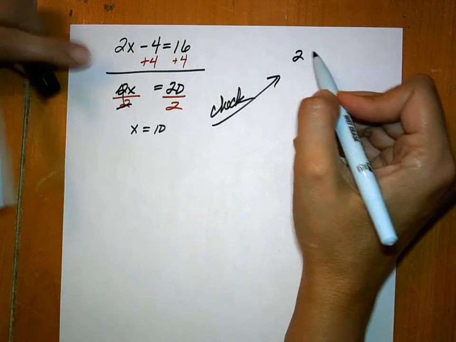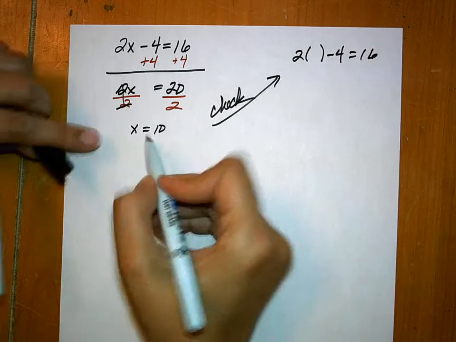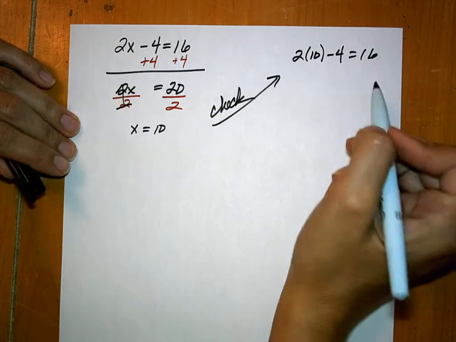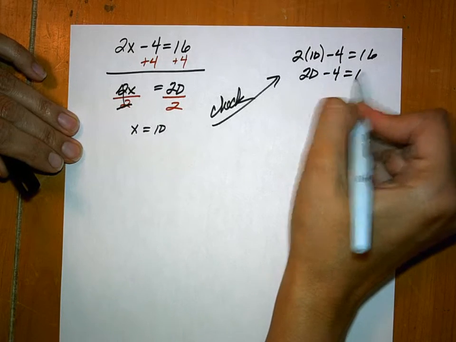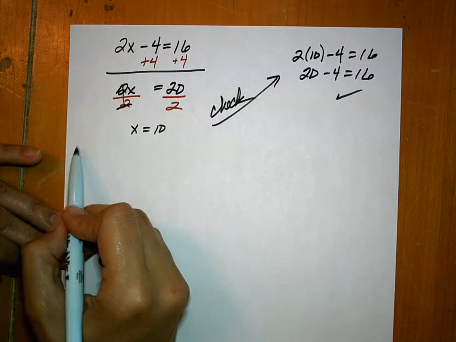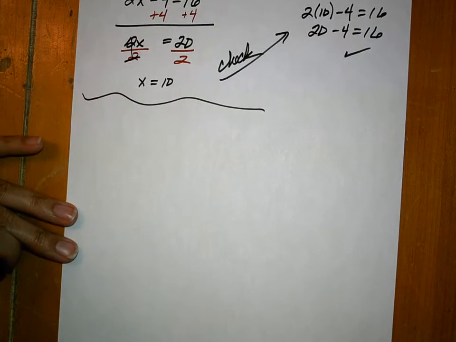You take the 2, we put a parenthesis, minus 4 equals 16, then we fill in what we got for our solution. Use your order of operations to solve. 2 times 10 is 20, 20 minus 4 equals 16, and that is a true statement. Okay, just a couple more examples. I'm moving the negative sign around to see how you guys do.